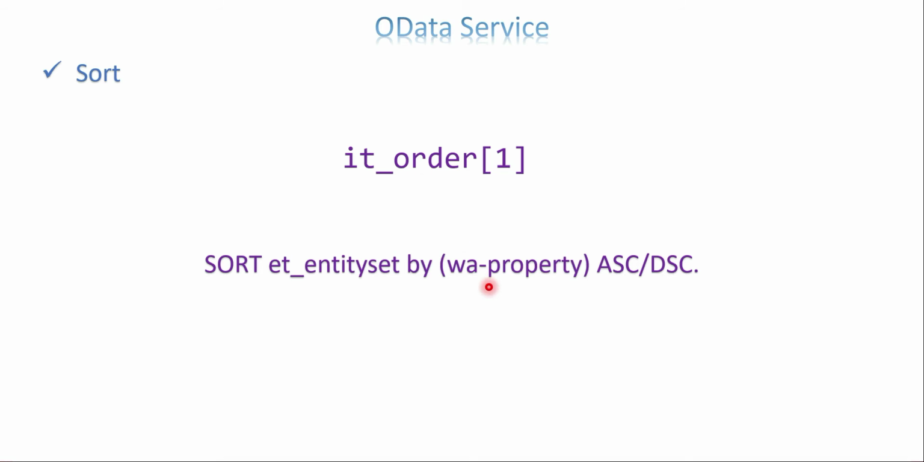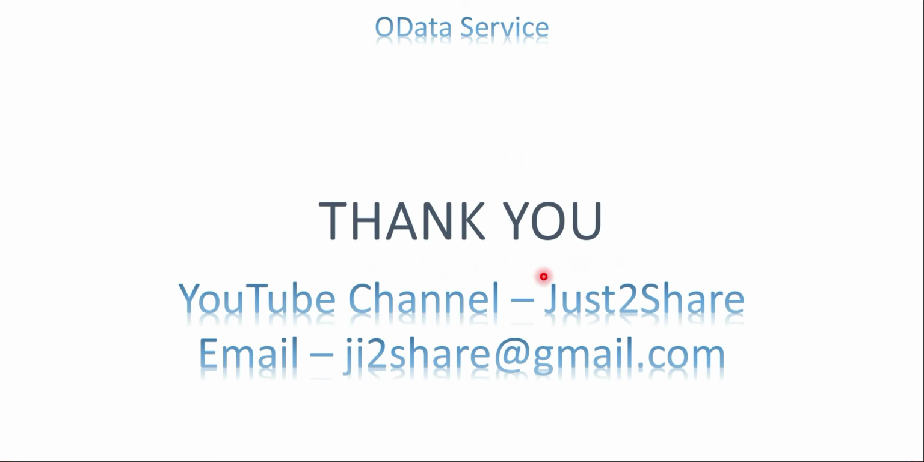So you're going to use WA property, which is one of the parameters of this internal table. Then ascending or descending. It's not ASC, DESC, I'm just mentioning it, but as per syntax, it should be ascending, it should be descending. The whole word you have to use. So that way we are going to use sort. Yeah, that's it. I'll show these things in the system now.